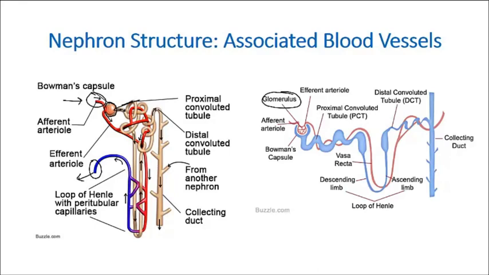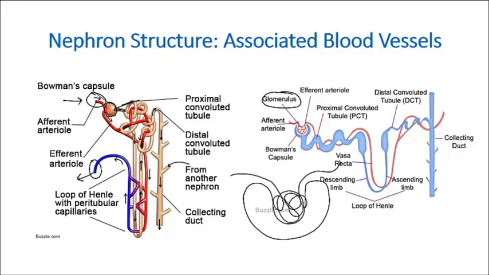I don't think this picture clearly represents that fact, but if I draw the structure, let's say this is the Bowman's capsule and this is the glomerulus, you will find that the diameter of the afferent arteriole is much bigger compared to the diameter of the efferent arteriole. So what happens? The blood pressure increases in the glomerulus, and that is important for the separation of the components from the blood, for the purification of the blood.